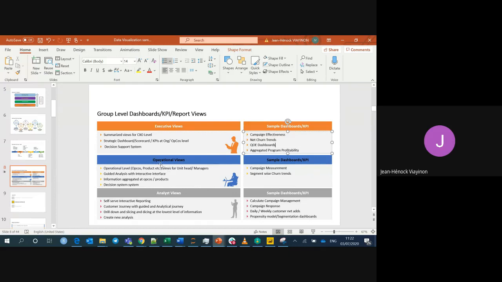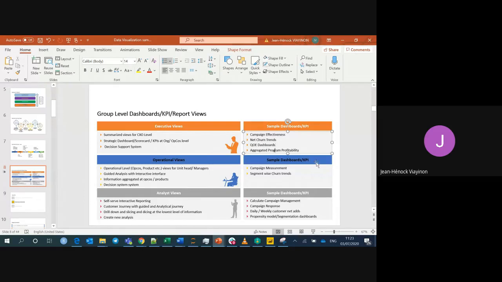Now coming to the operational view, you will need to display some information about the campaign measurement, about the segment-wise, about the churn trend, and so on. Now coming down to the analyst view, you will have to display more information about how a customer value management campaign is performing. For example, what are the daily and weekly customer net adds, what are the propensity scores, and what are the segmentation dashboards. So you need all those data.